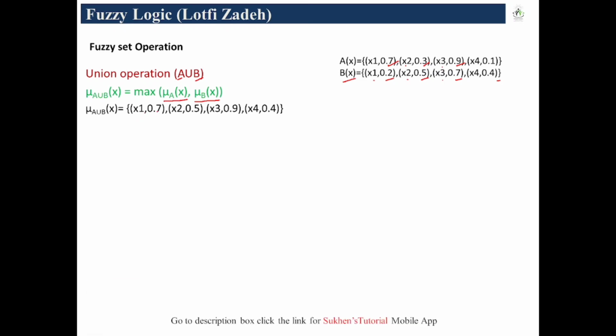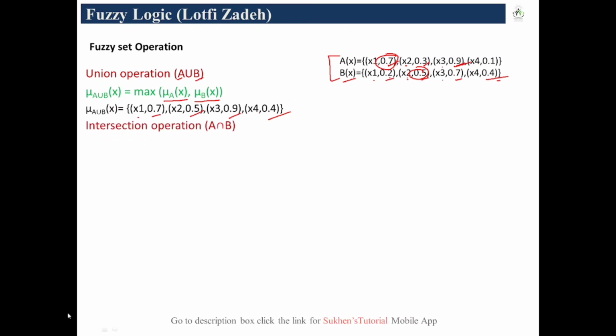x1, 0.7. Why 0.7? Because of 0.7 and 0.2, this is the maximum of set A and B. That's why x1 comma 0.7, and for x2, 0.5 is the maximum, that's why 0.5 here, and 0.9, that's why 0.9 is here, and 0.4 is 0.4. So this is the union operation. That means we find the maximum membership value of set A and set B.